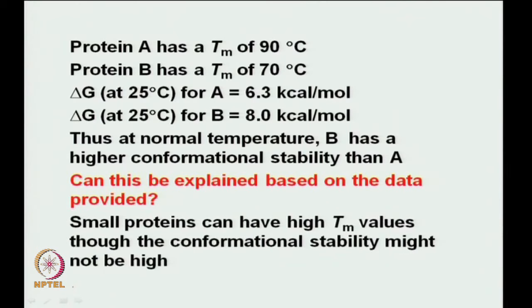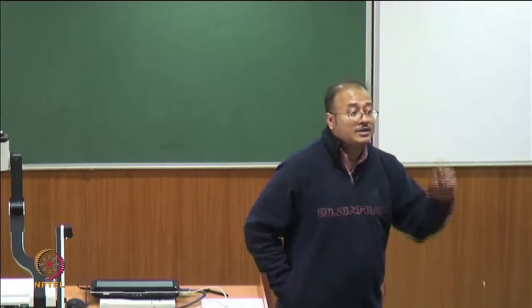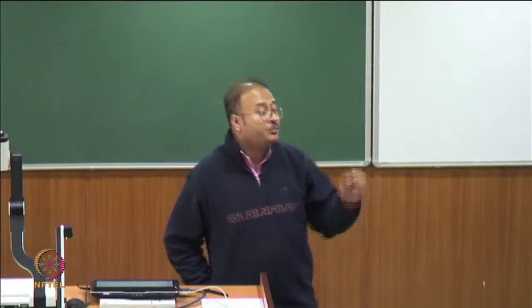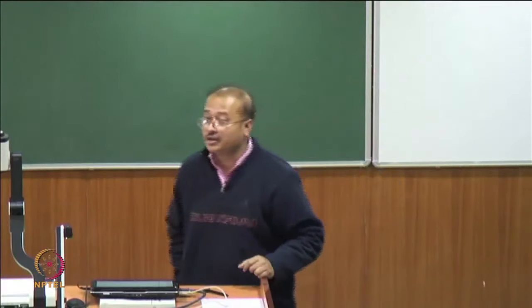Small proteins can have high Tm values, though the conformational stability might not be high. Okay. So again, think about this. The mere fact that Tm is higher for protein A as compared to protein B does not guarantee the fact that protein A is more stable than protein B. That is the point I was trying to make.